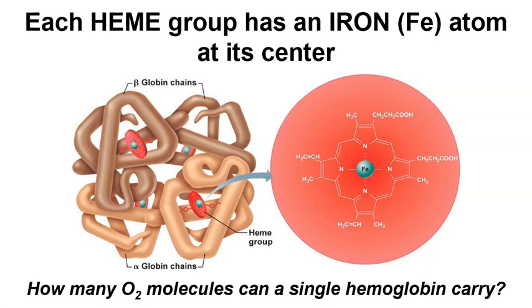Therefore, how many oxygen molecules can a single hemoglobin carry? So if your answer to this question was 4 oxygen molecules, you would be correct, because 1 hemoglobin molecule contains 4 heme groups, and so it can carry 4 oxygens. Each erythrocyte has about 250 million hemoglobin molecules packed inside of it. This means that 1 erythrocyte can carry about 1 billion molecules of oxygen, since 250 million hemoglobin molecules multiplied by 4 oxygens equals 1 billion oxygen molecules.